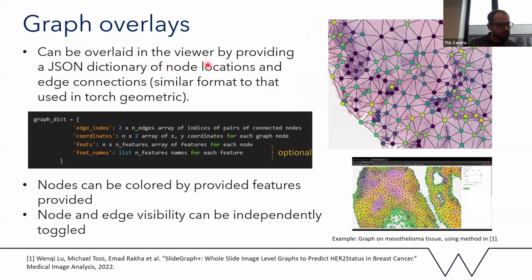So we also have graph-based overlays. These can be overlaid in the viewer just by providing a JSON dictionary of node locations and edge connections, a bit similar in format to that used in PyTorch Geometric. It's basically just a JSON file which has these specific entries: an edge index to define the edges, coordinates to define where the nodes are, and then optionally some extra features that the nodes can be colored by. Node and edge visibility can be independently toggled in the UI.